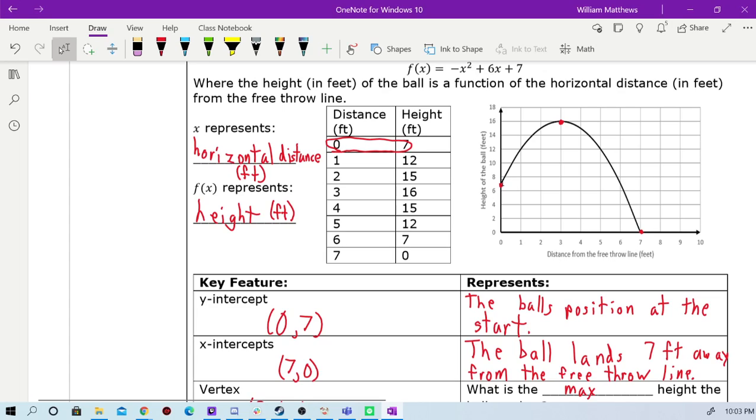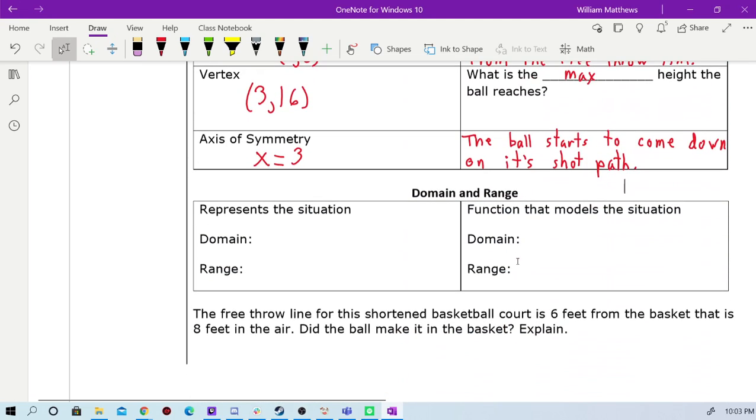The basketball starts at 0 distance from the free throw line, and the farthest it goes before it lands is 7 feet. The height, when it lands, it touches the ground, but the highest it goes is 16. There are limits based off of the story that was given. So we need to include that when we're talking about the domain. The domain referring to distance from the free throw line, which is our x.